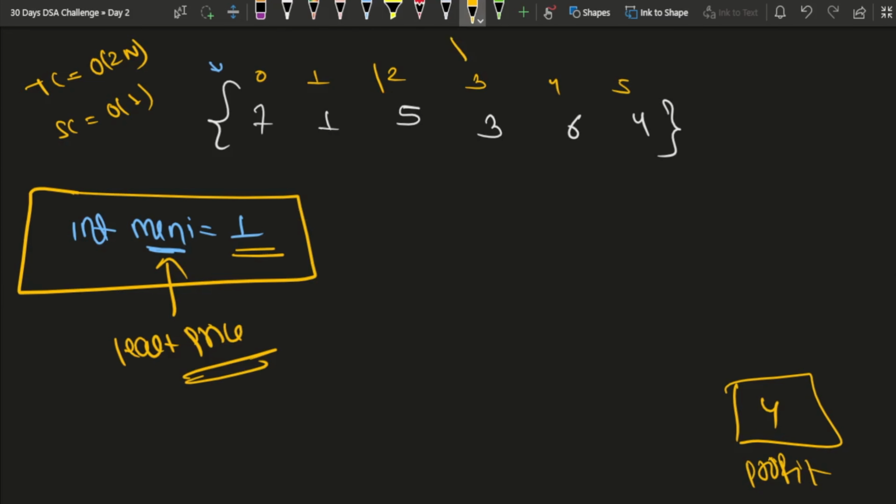Okay. Now let's say I moved to index number 3. Now I sell the stock on day 3. I got the profit.